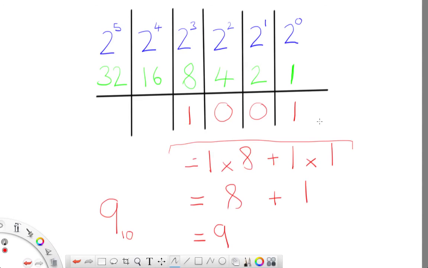Isn't that confusing? So I'm going to stop there and give you in the next video some examples just to try and get your head around making up numbers using powers of 2, and then I'll come back and explain a bit more about it.